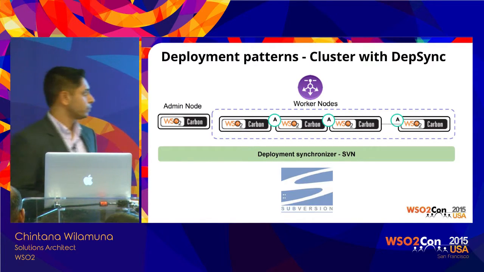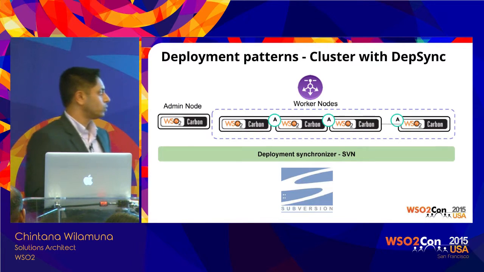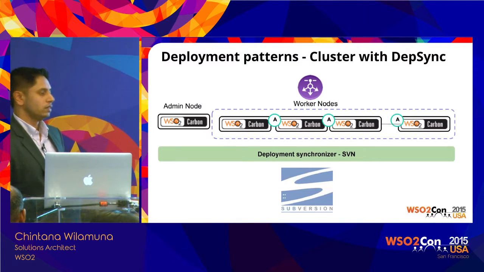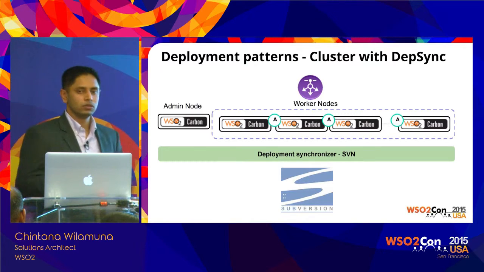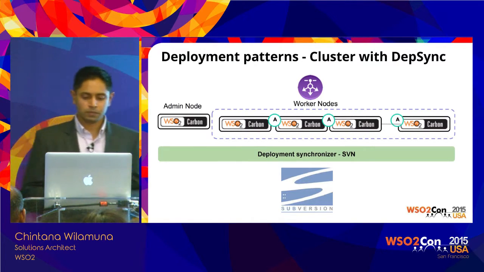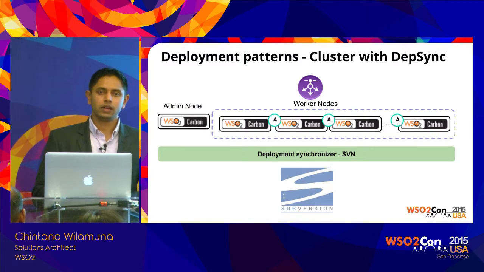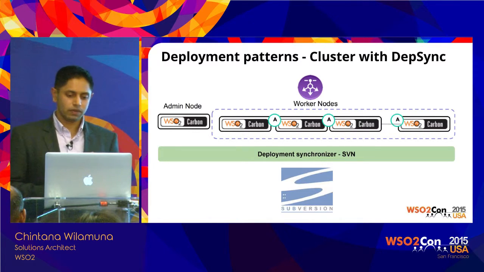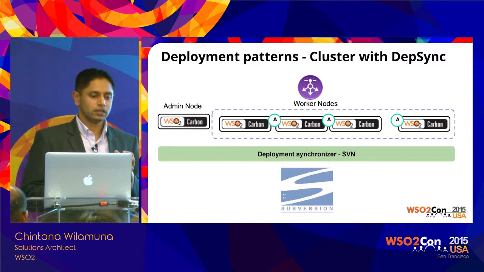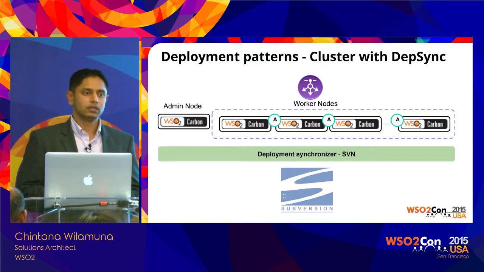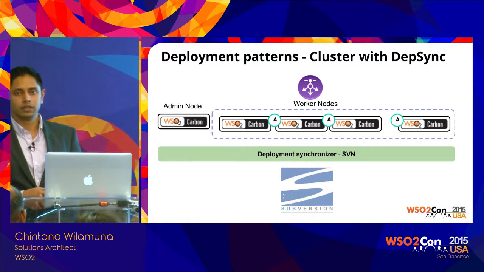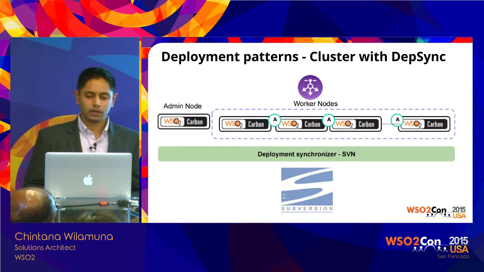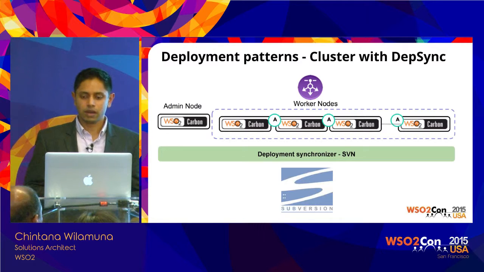For the deployment synchronizer, we currently support SVN-based DepSync, so you have to have an SVN server running and then configure all these nodes to point to the SVN server. We also tried to use Git for this, but Git has a slightly different model where, in multi-tenancy mode, we have to have a separate repository per tenant. So if you have like 100 tenants, then you will end up with 100 different Git repositories. So it's not manageable.